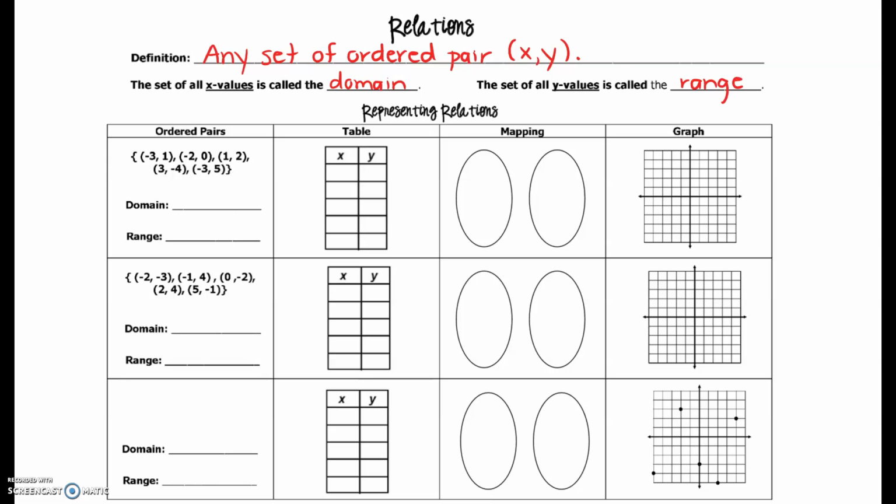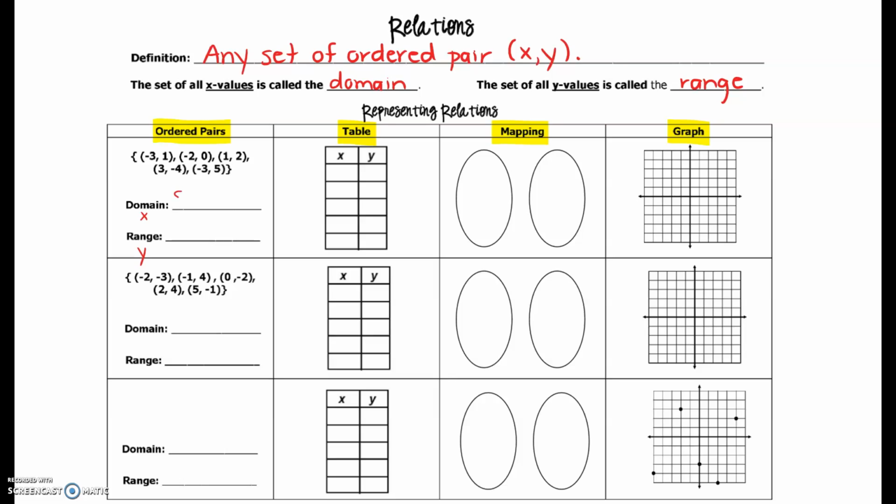Now, we have 4 different ways that we can represent relations, and they are all shown here across the page. You notice that you have ordered pairs, which are sets of x and y values. We have a table, a mapping diagram, and a graph. Now, you'll notice in the first 2 examples, we are given a set of ordered pairs, and from that set of ordered pairs, we can identify the domain and the range. The domain, as we defined above, is the x values, and the range is the y values.